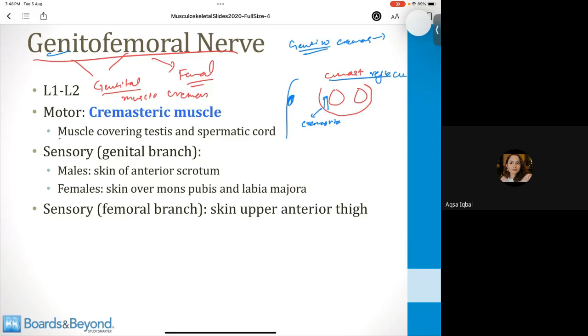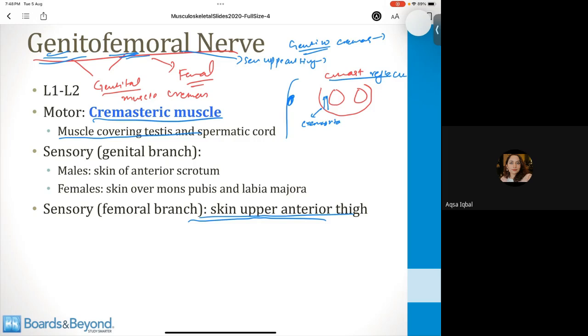Okay, perfect. So the muscle covering the testes, we discussed. What's the femoral component? It's a sensory supply. The genital portion is muscular, and it supplies the cremasteric muscle. The femoral portion supplies the upper anterior thigh. Thigh is your femoral region. Along with that, the muscle supply is your cremasteric muscle, which we see in the cremasteric reflex.